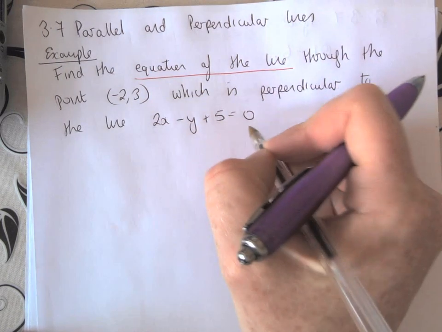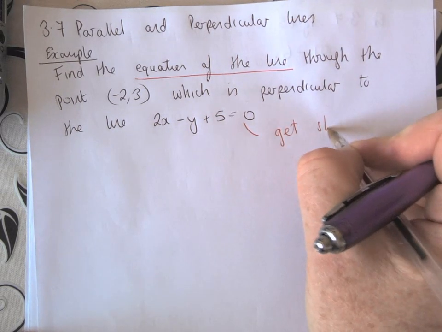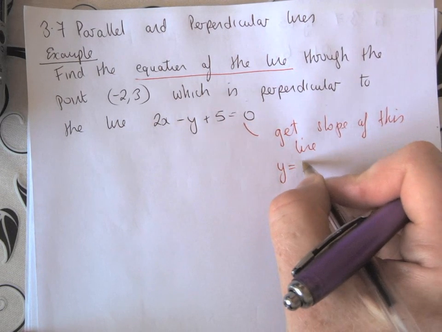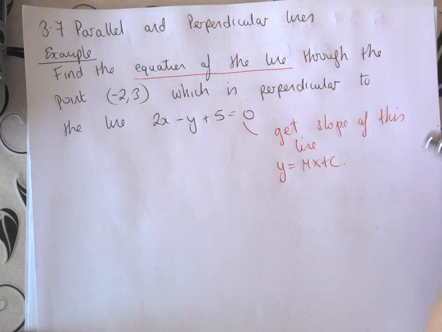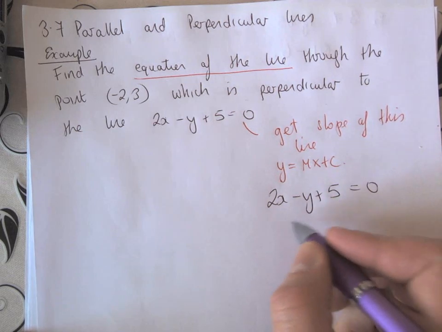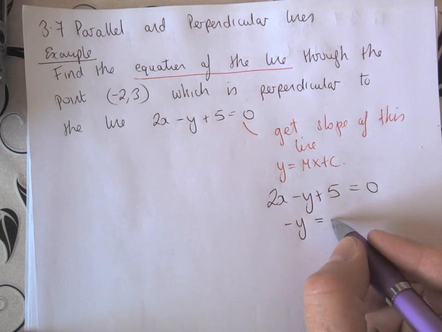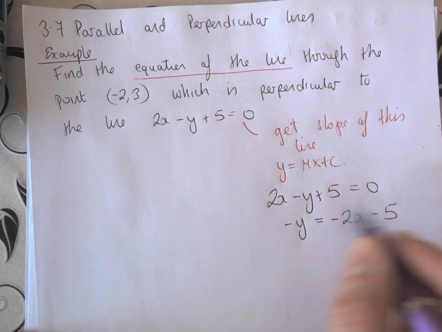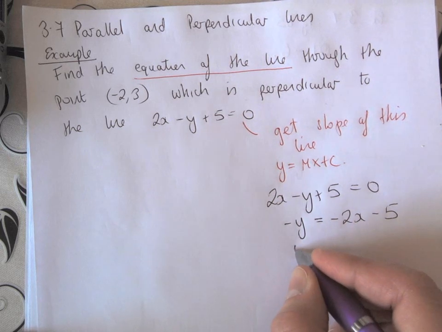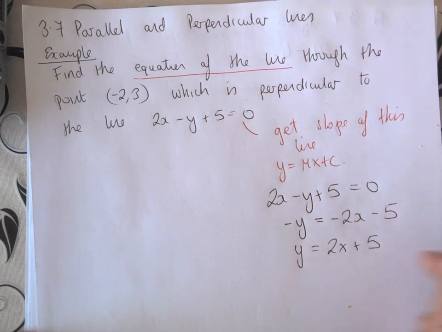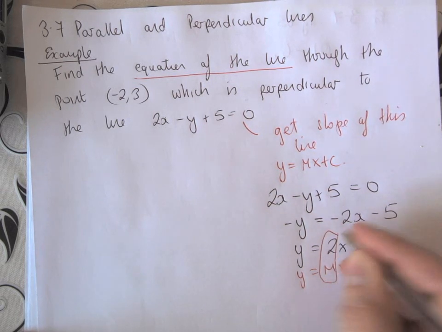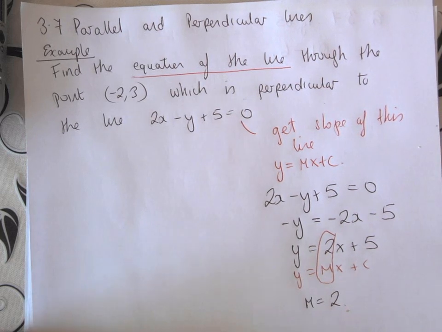So in order to get the slope of this, we need to write it in the form y = mx + c. And then we can pull out m, which is the slope. So we start with 2x - y + 5 = 0. We keep the y at this side and we bring everything else over. And remember, when you bring them over, they change signs. Now we don't want a minus y, we want a plus y. So we're going to multiply across by a minus, which means everything changes sign. So this becomes a plus, this becomes a plus, and this becomes a plus. Now we have it in the form y = mx + c. So your m is 2. Your slope is 2. Now that's the slope of that line.